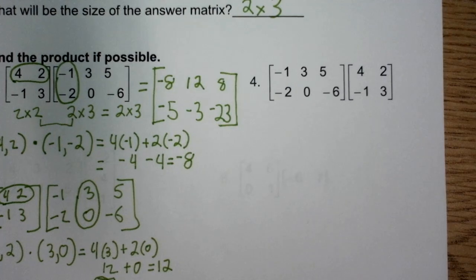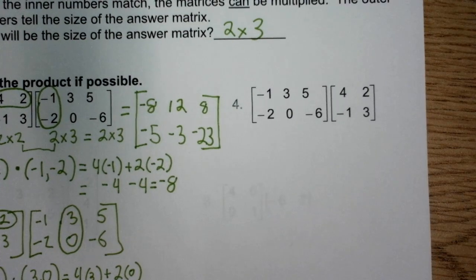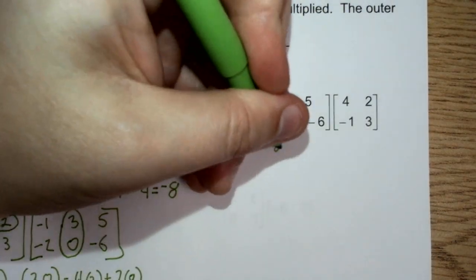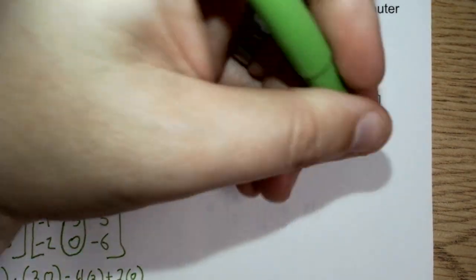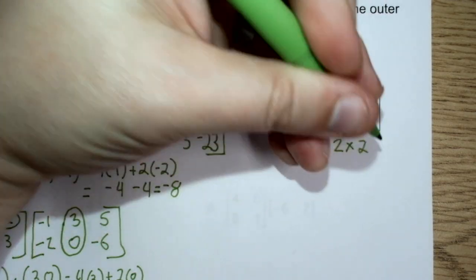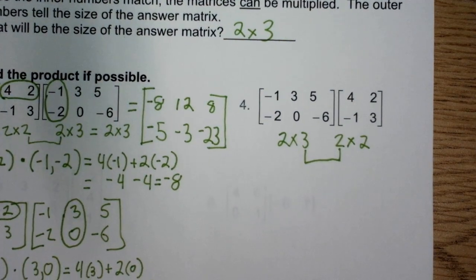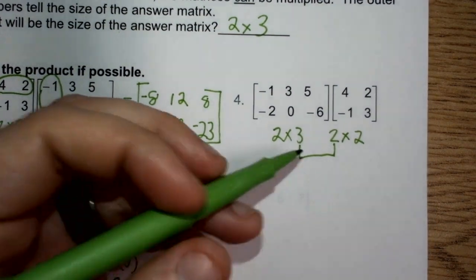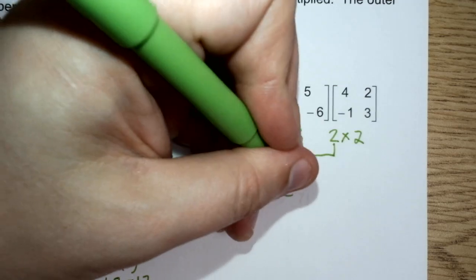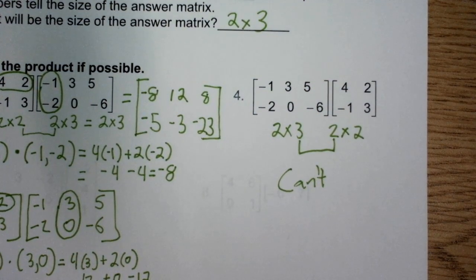So that is our steps to go through. A lot of steps, but really just doing some easy addition and multiplication each time. Let's look at the next one. I've got a 2 row by 3 column and a 2 row by 2 column. So I'll look at the inside numbers, and what that tells me is I can't multiply them. So, an easy out on number 4.